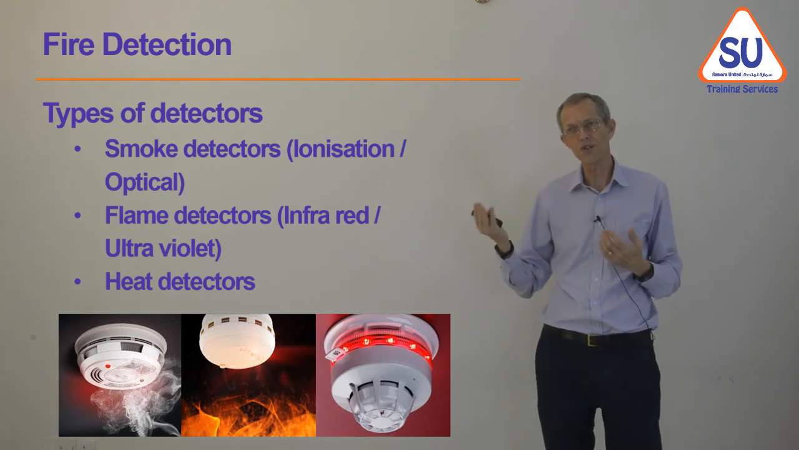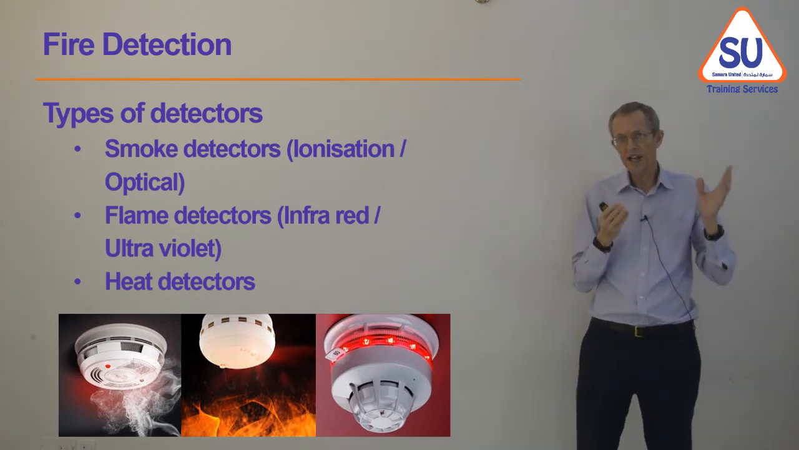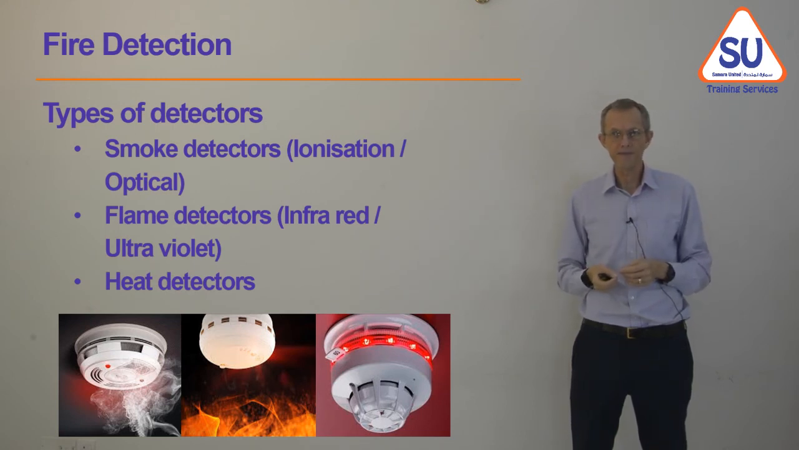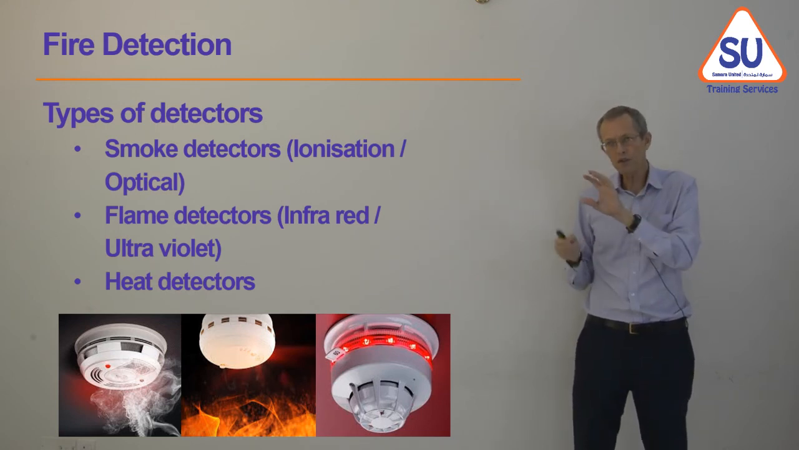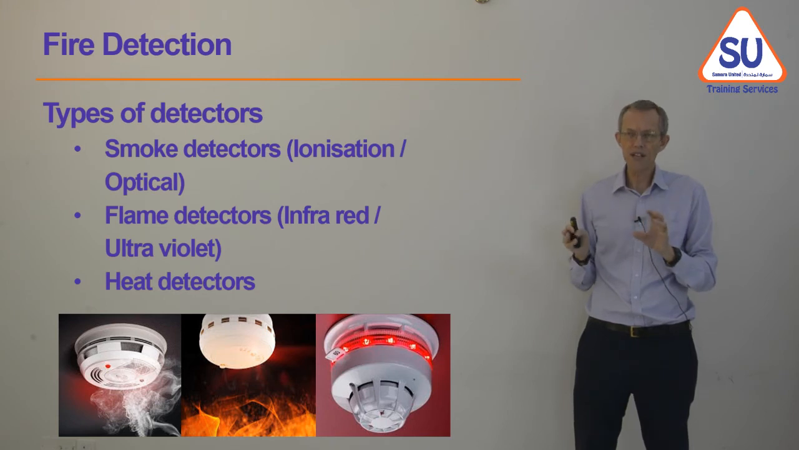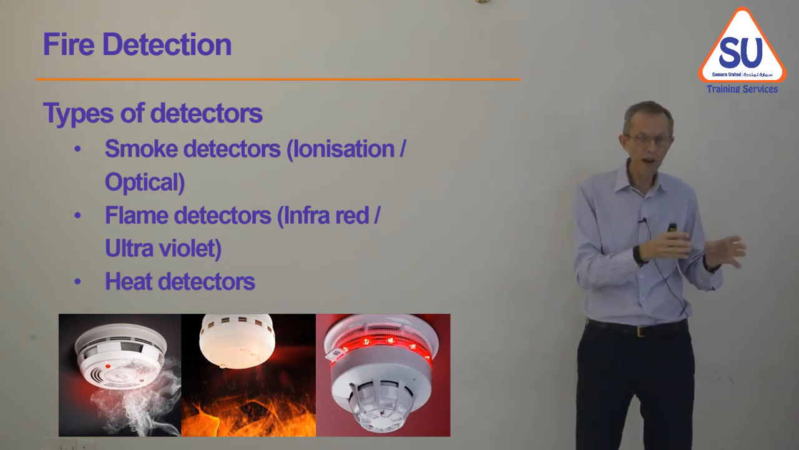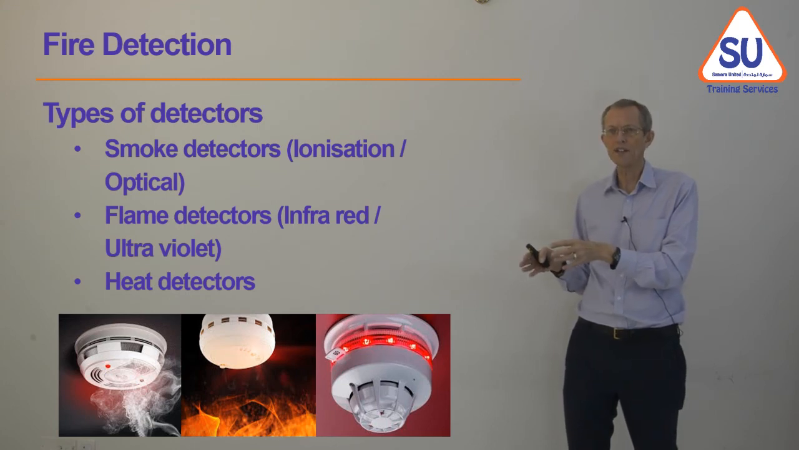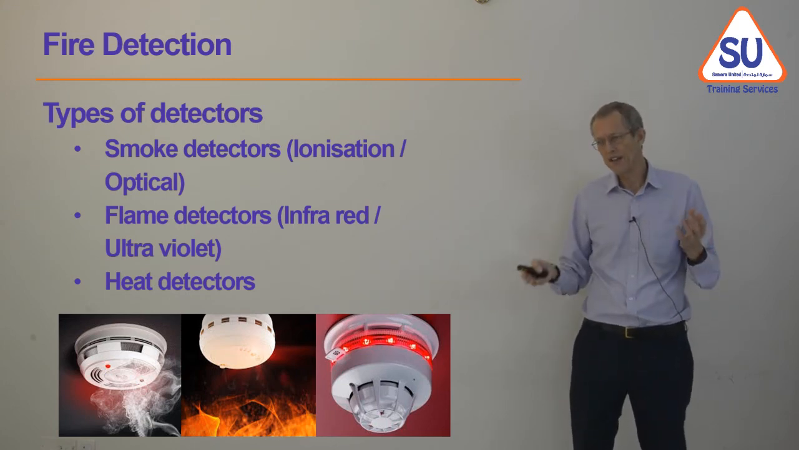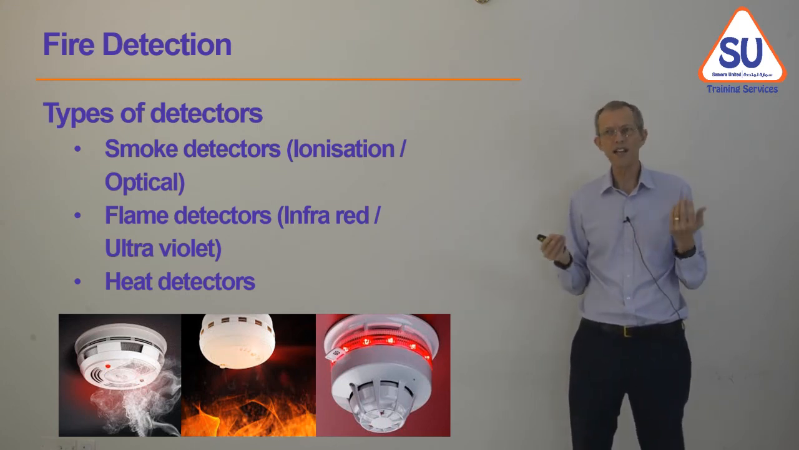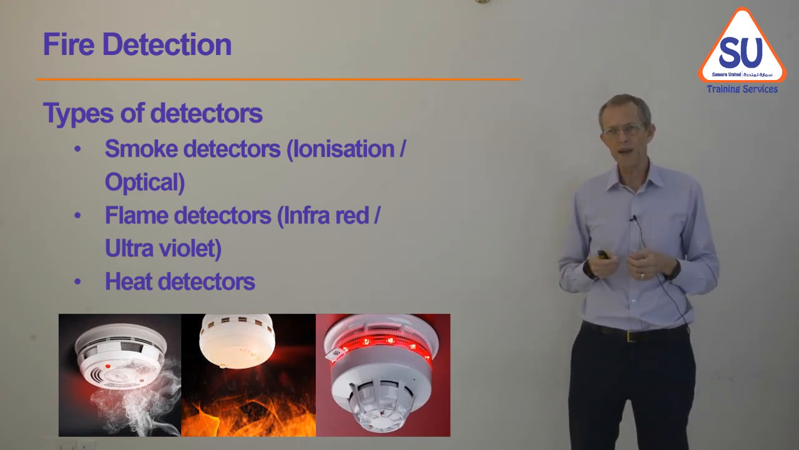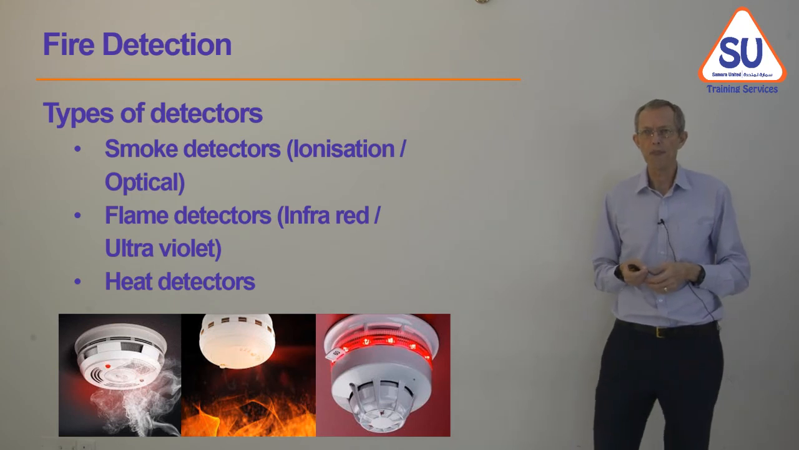It's the dust that's caused the alarm, the detector to sound, and not the fire. Flame detectors look for a particular type of light. So they might detect the red infrared light, or they might detect the blue ultraviolet light, depending on the heat of the fire. And you can set those according to the type of fire that you expect might happen in your building.